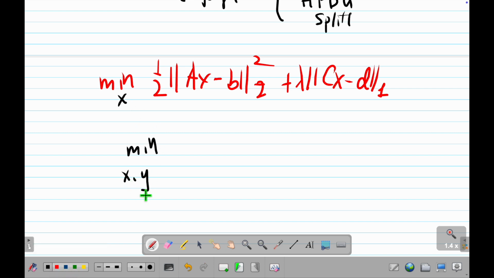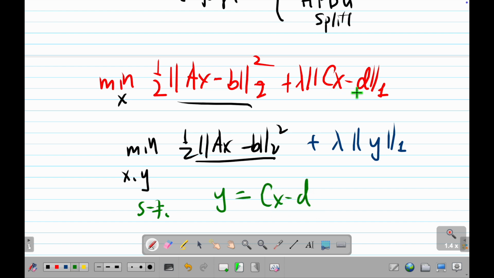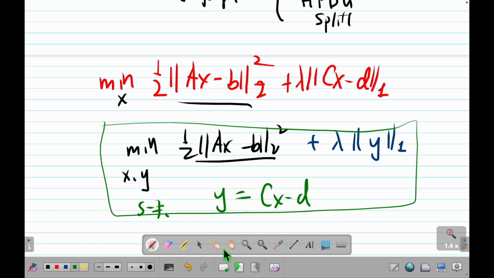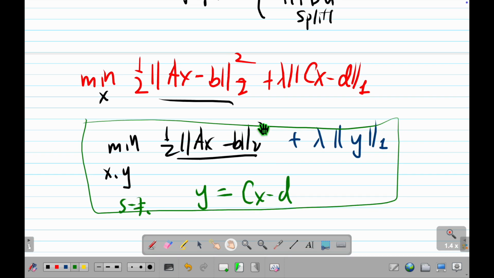Now I have x, y. So I can say the 2-norm of Ax minus b, this is the same thing, no change. But now I have y, and then I need to do something. I have a new constraint: y is Cx minus d. So that now I have this problem. Then what is this problem? This is an f, g problem with a constraint. You solve this with something called ADMM.